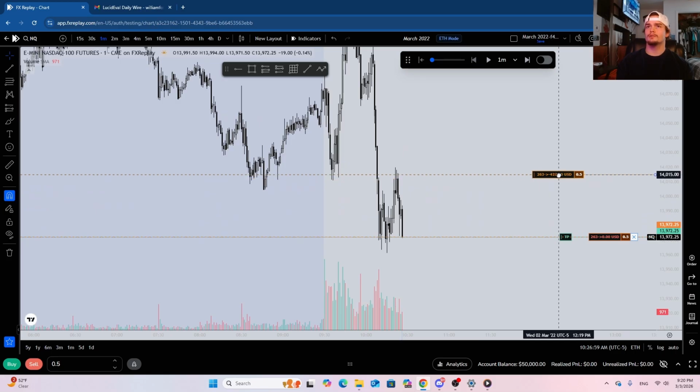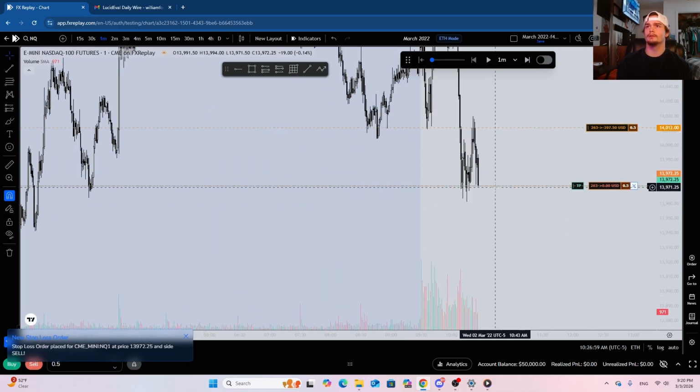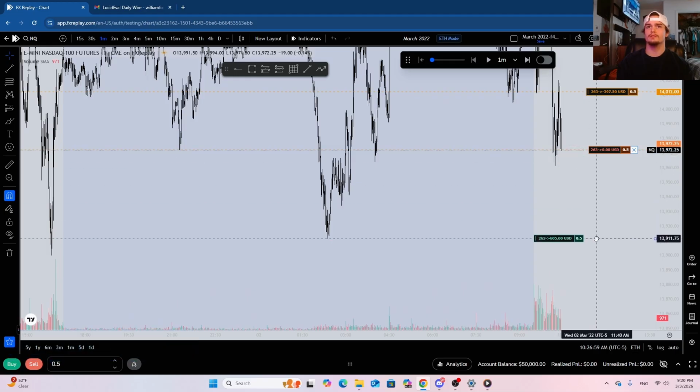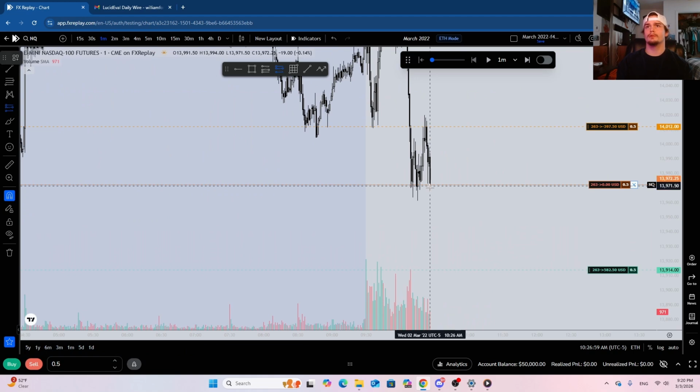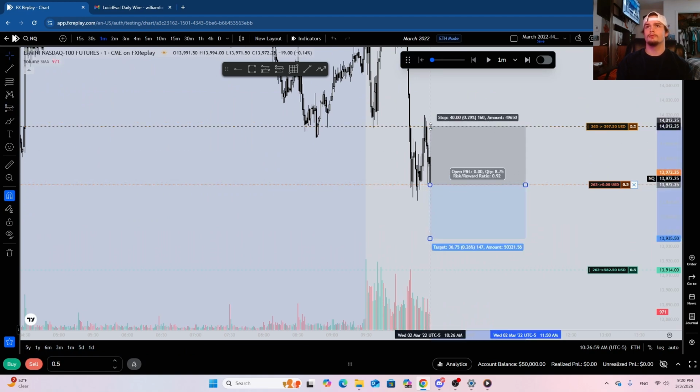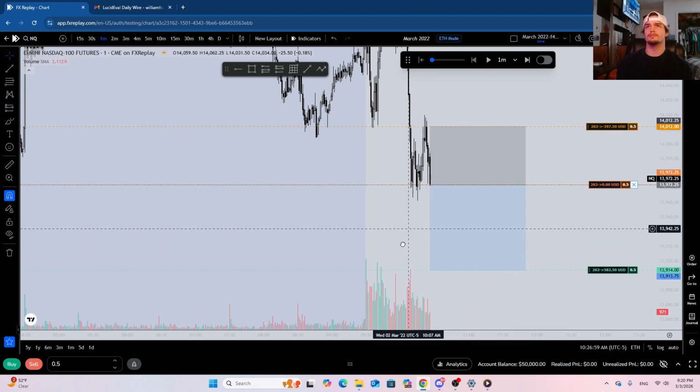So we'll put our stop loss right at the candle body right here. And like I said, we're going to be targeting these session lows down here. So a little over 1-to-1. We're going to enter here. Around a 40-point stop. Let's just see what happens.